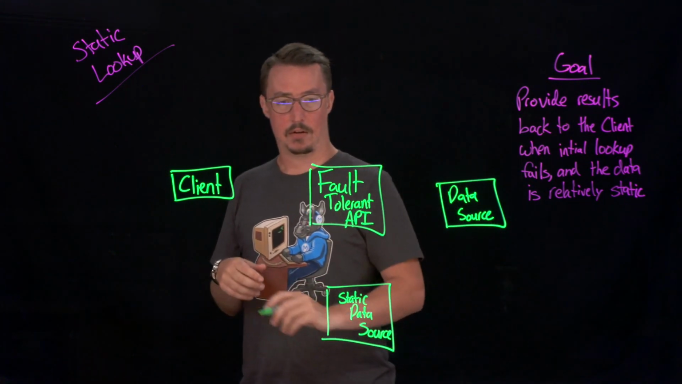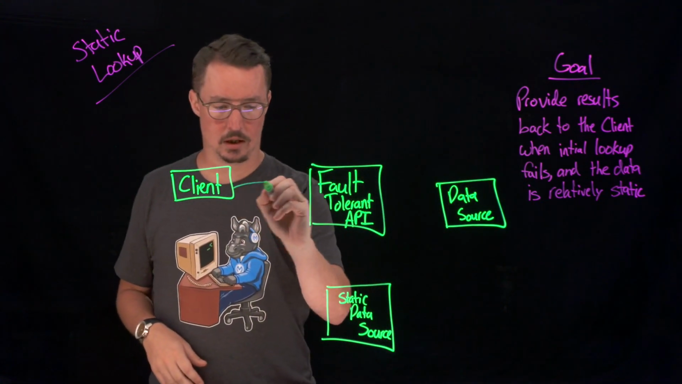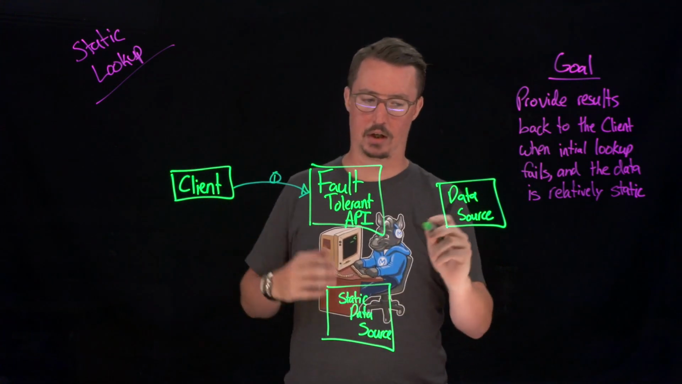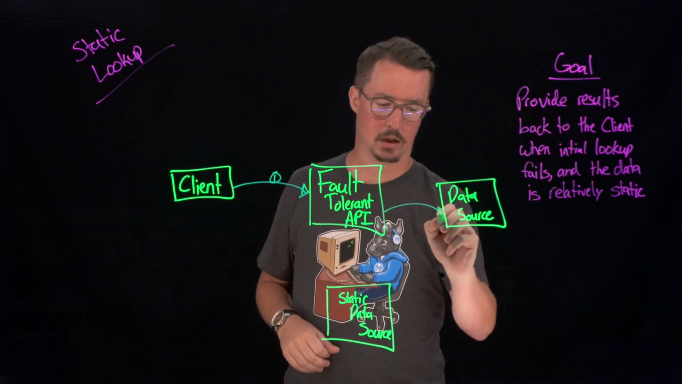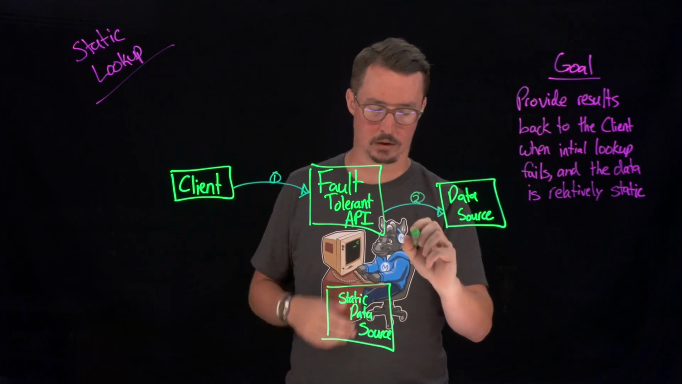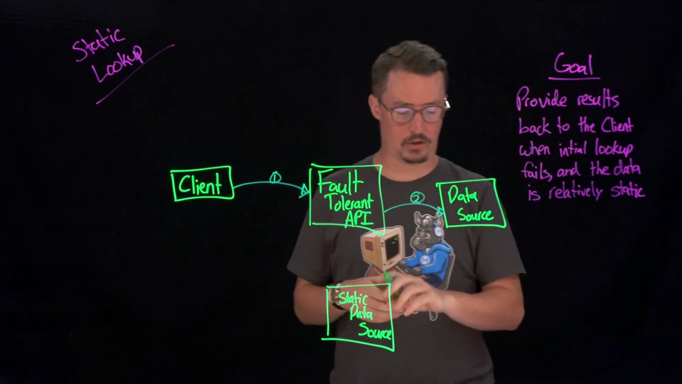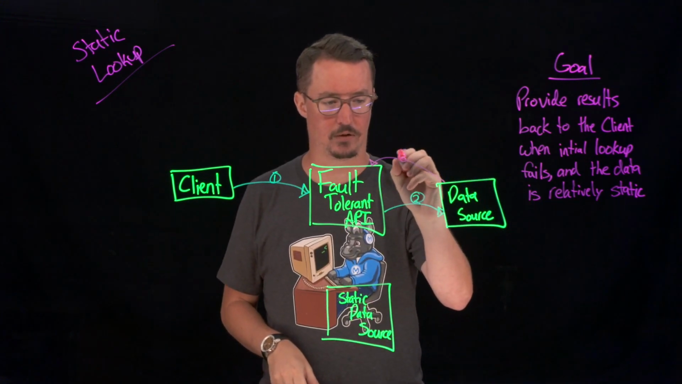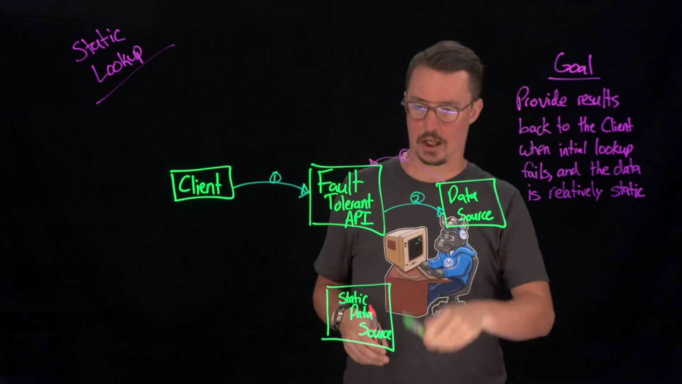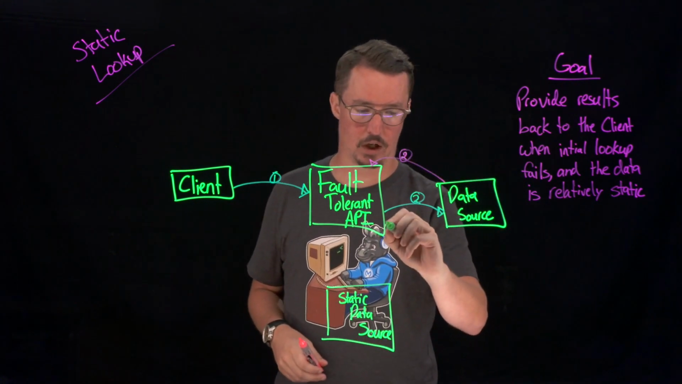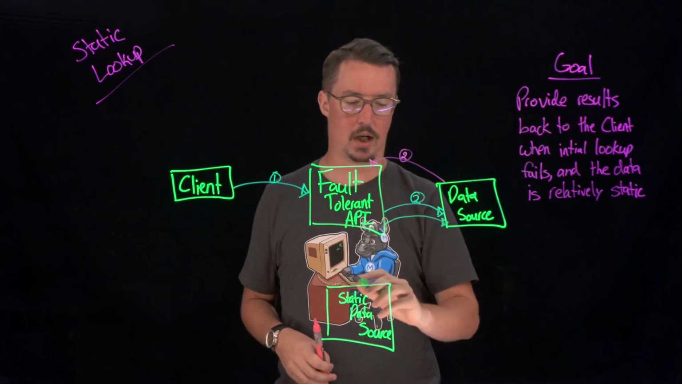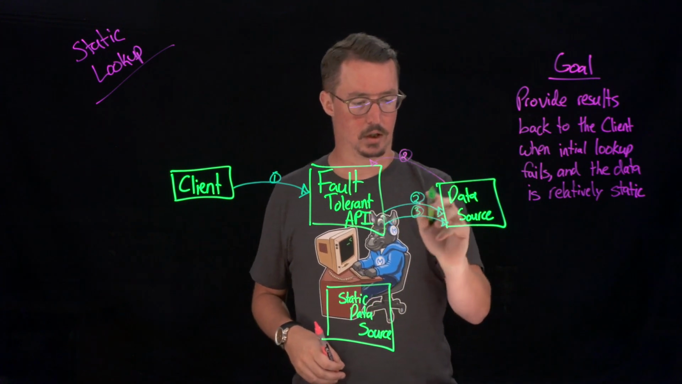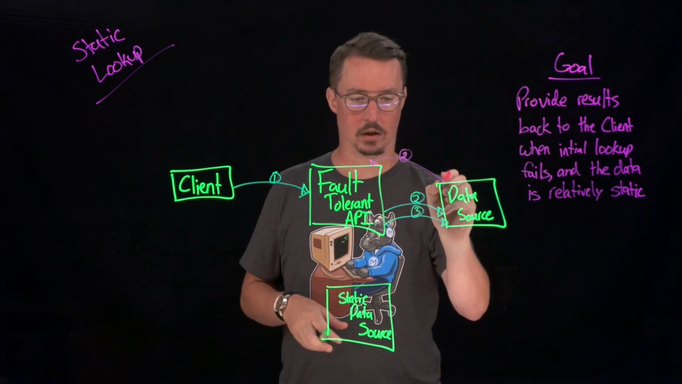So, the first thing that's going to happen is our client is going to make a call to the fault-tolerant API. The fault-tolerant API is going to pass that along to the data source. The data source is then going to return, but we're going to return a failure here. It's not going to be successful. So like any good fault-tolerant API, we're going to have a retry strategy. We're going to retry back to our data source, where it's going to fail again.